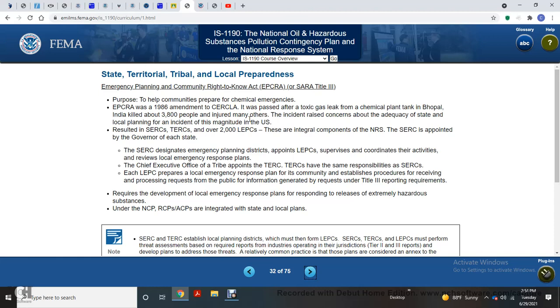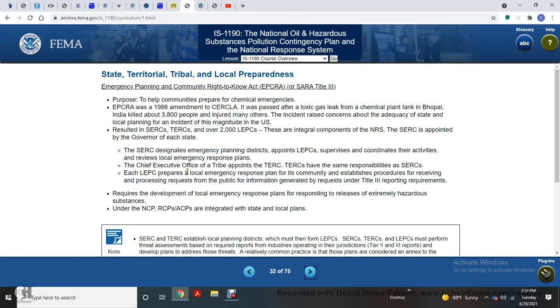The incident raised concern about the adequacy of state and local planning given the incident and its magnitude in the U.S. It resulted in the state emergency response commissions, tribal emergency response commissions, and over 2,000 local emergency planning commissions that are integral points of the national response. The state emergency response commission is appointed by the governor of each state. It designates emergency planning districts, appoints local emergency planning commissions, supervises and coordinates their activity, and reviews the local emergency response plans. The chief executive officer of the tribe appoints the tribal emergency response commission, which has the same responsibilities as the state emergency response commission.